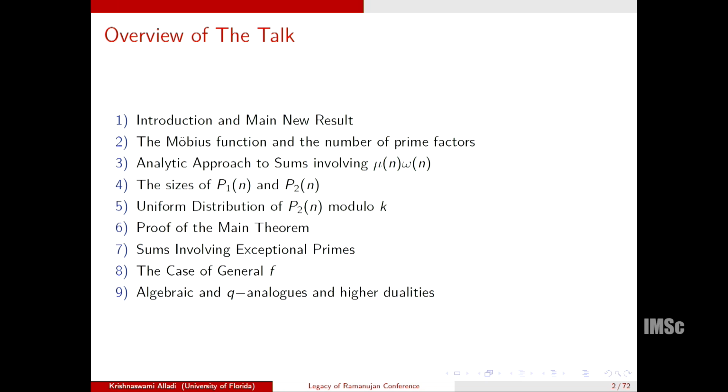So this is sort of a rough outline of the talk. I will focus on 1 and 2, talk a little bit about the analytic approach, and then without going into too many details, I will discuss the main ideas relating to the uniform distribution of the second largest prime factor and how that gives the main results.